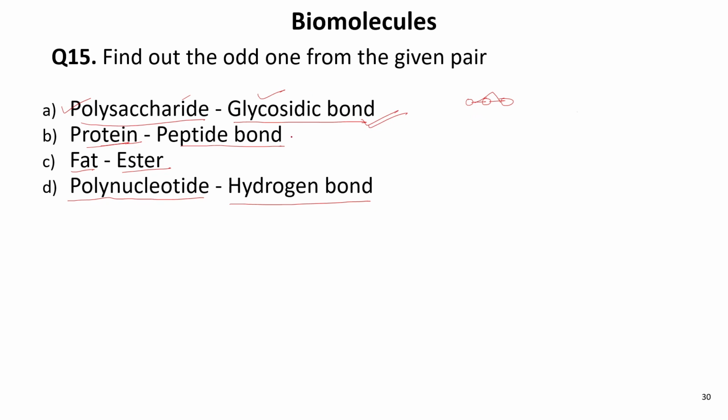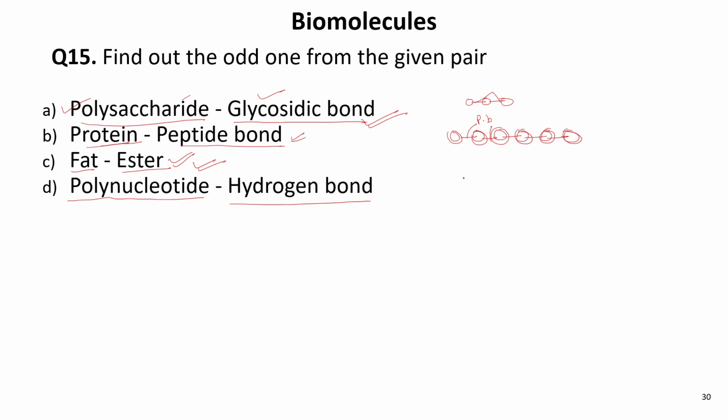Protein formed by peptide bond. Yes. Amino acids are the units that are united in a chain form with the help of peptide bonds. These are the peptide bonds. Fat forms ester bonds, and that reaction is called esterification. So this is also correct.